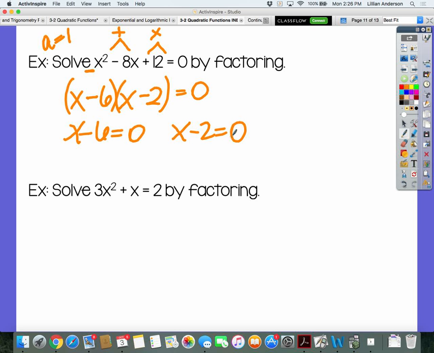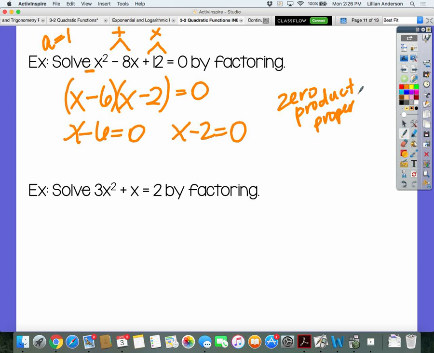What's happening between these two factors? Multiplication. What's another word for multiplication? Product. 0 product property. Write this down. 0 product property is what allows you to set both factors equal to 0.